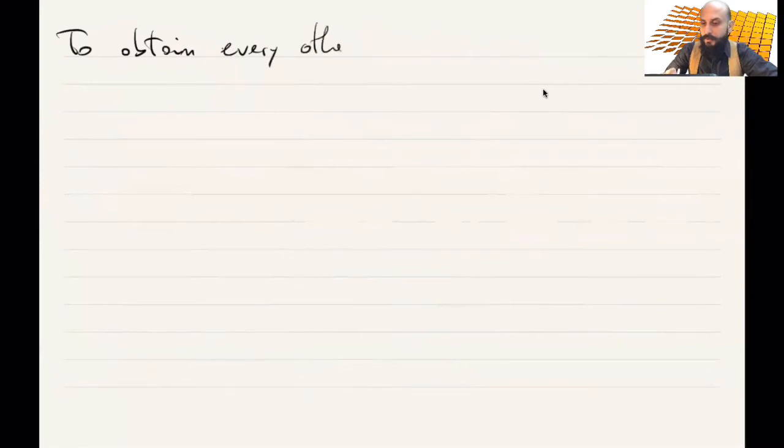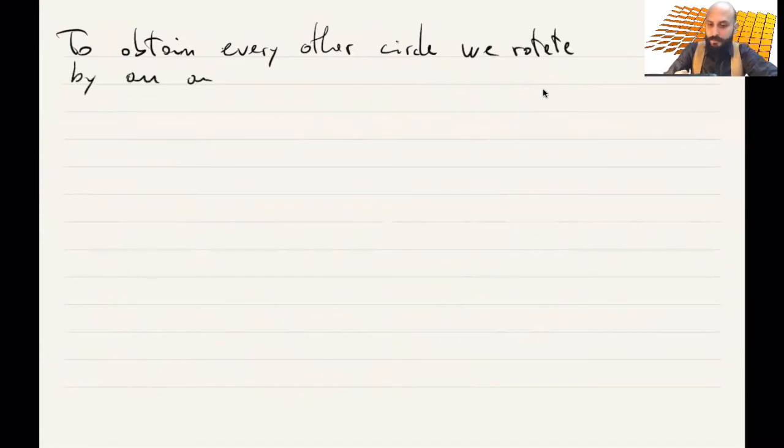Now let's take any other circle. So to obtain every other circle, we can rotate. We rotate by an angle theta in R mod 2 pi.